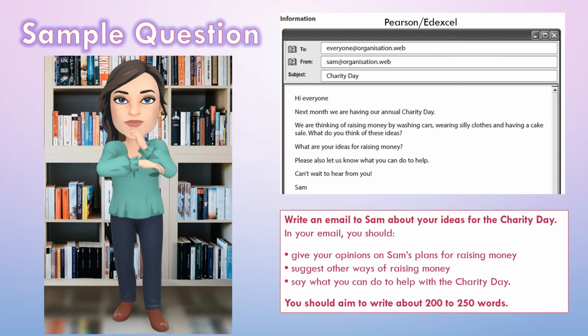When trying to decide what type of language to use, formal or informal, and you were given an email, have a look at the language that's used in the email that is sent to you. Here we can see it's quite informal. It says, hi everyone, it ends with Sam, it's got a description, silly clothes. So there's a level of informality there. So you don't have to stick to the dear sir, madam, or dear Mr, etc. and the kind regards, many thanks. This is something that you should make a note of in your plan.